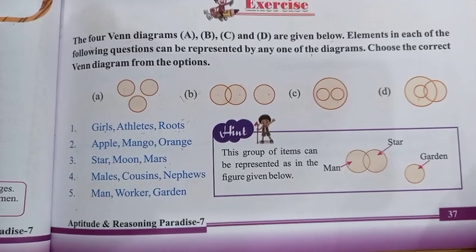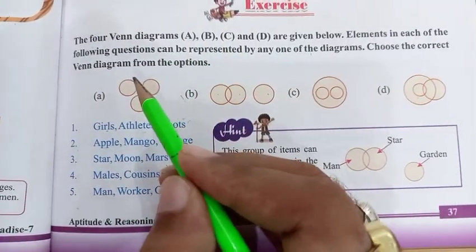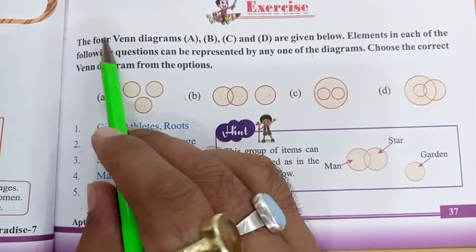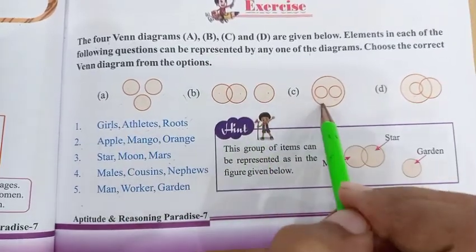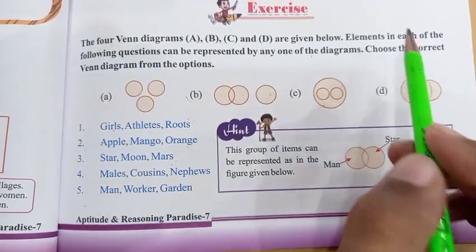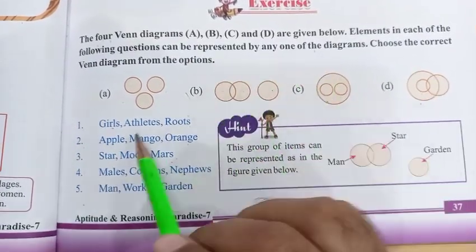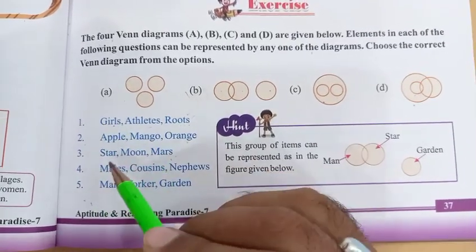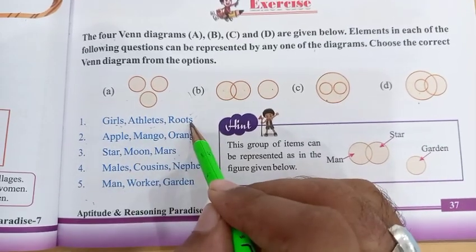Today we will solve the exercise of Venn diagram. I explained more about Venn diagram yesterday, so today is the question. The four Venn diagrams A, B, C, D are given to you. The elements of each of the following questions are represented by one of the diagrams, meaning here there are 5 questions, and you have to find the correct Venn diagram according to the condition of the question.